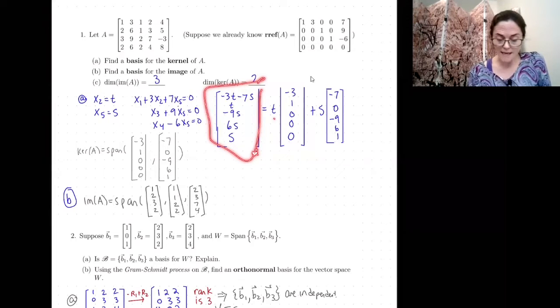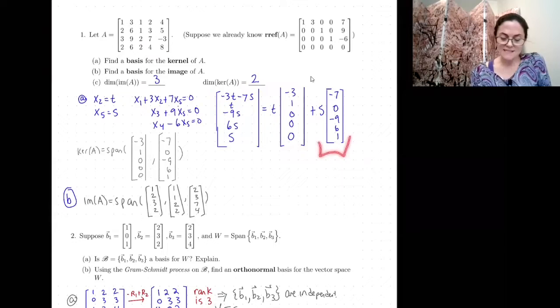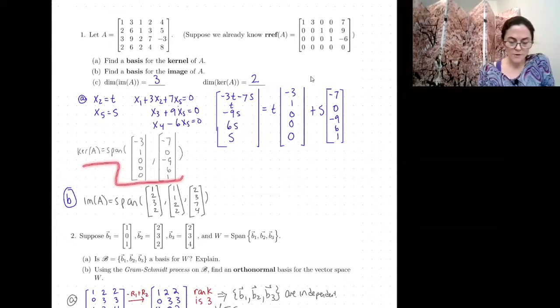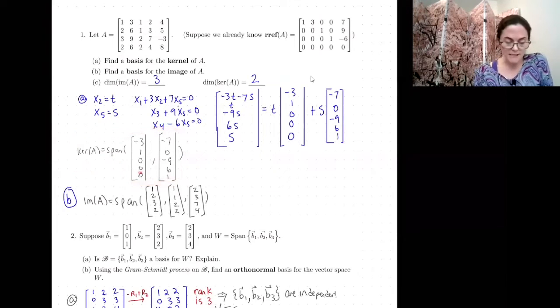So then you break it into this sum. We have t times this plus s times this, just as we have practiced, right? And then this is one element in a basis, and this is a second element in the basis, I should say, for the kernel. And so it's written here. The kernel of A is the span of these 2 vectors. Now, you don't have to write it's the span. You could literally just list this vector and list this vector. That's your basis. So this has answered A.